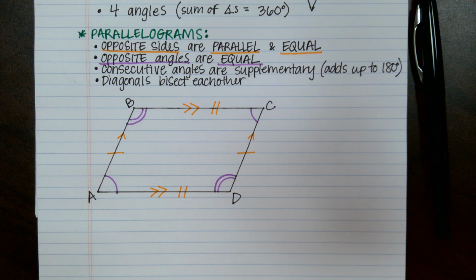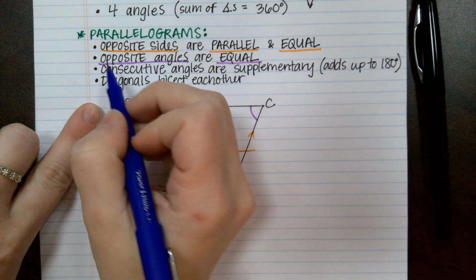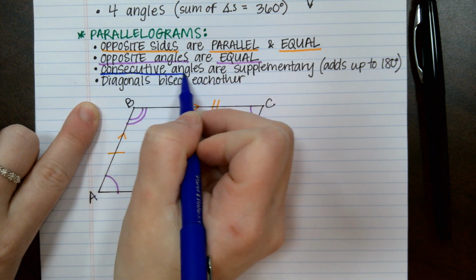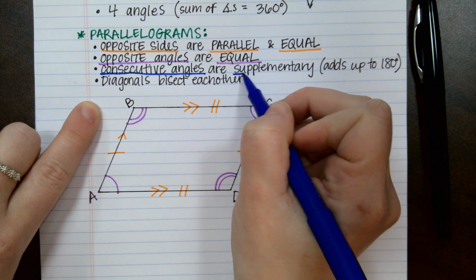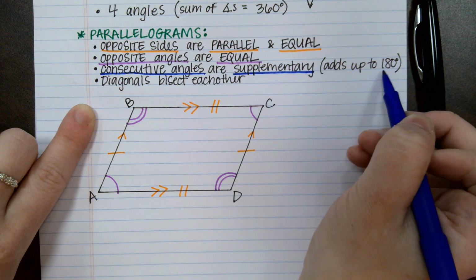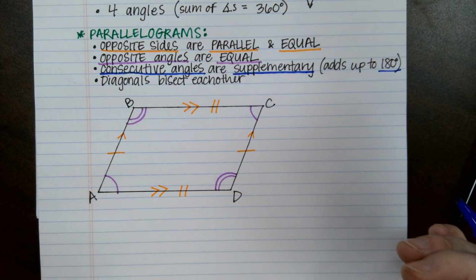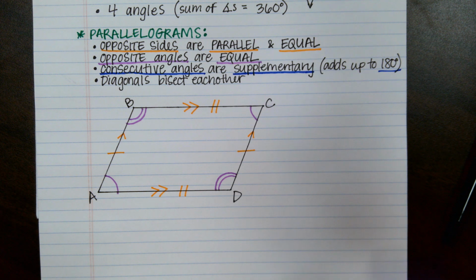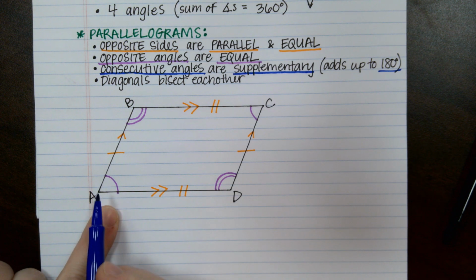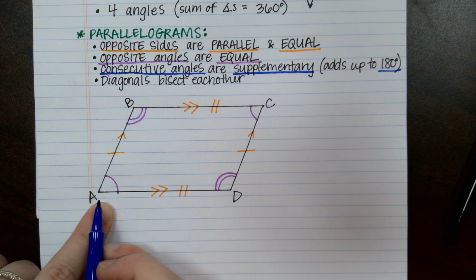Okay. Everybody got that so far? Okay. So now we want to look at consecutive angles that are supplementary, or they add up to 180 degrees. So consecutive angles are just angles that go one after another, meaning if I start from angle A, my consecutive angle options are the ones directly beside them.